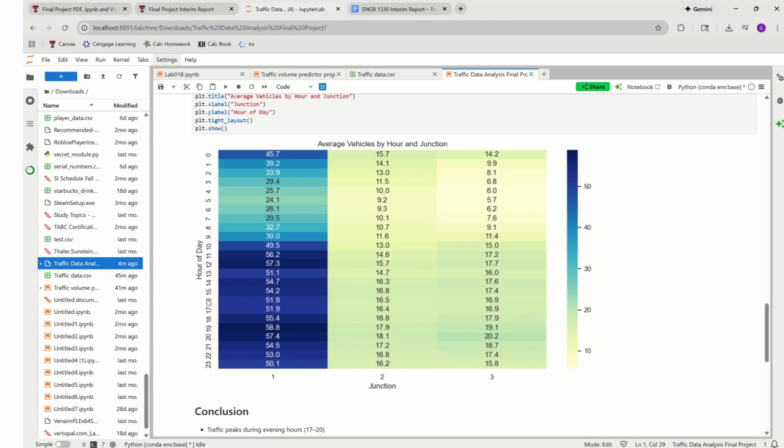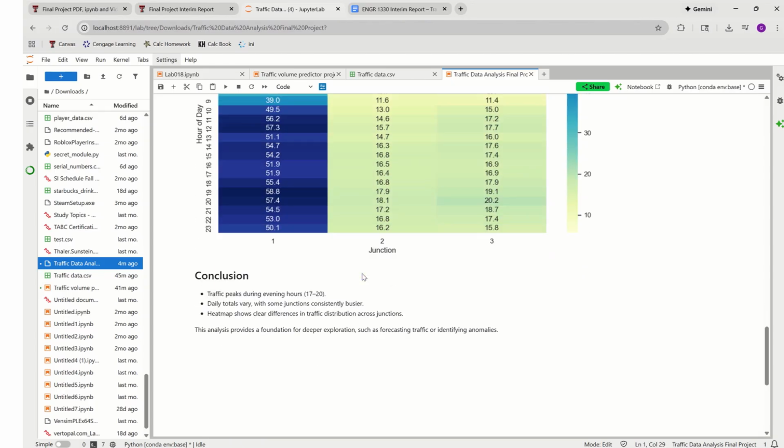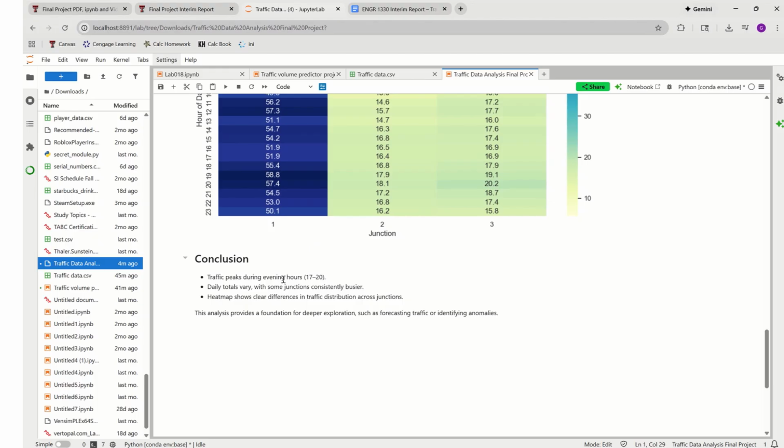We can also see that during these hours right here, 17 to 20, all of them are experiencing more people, so we should be prepared for traffic during that time. Our conclusion based on all this was traffic peaks during the evening hours of 17 to 20. Daily totals vary, with some junctions consistently busier, like junction 1, and heat maps show clear differences in traffic distribution across junctions. So we should prioritize junction 1.